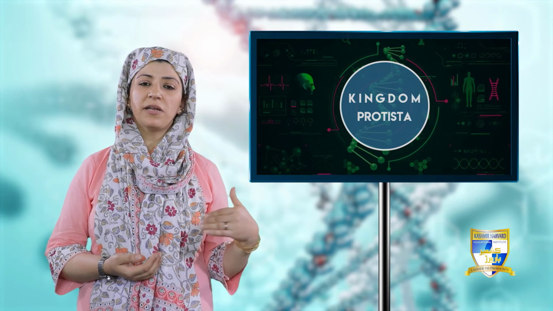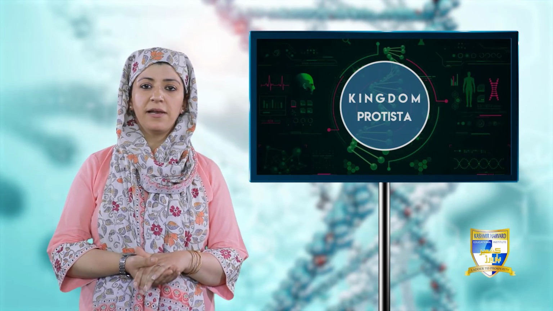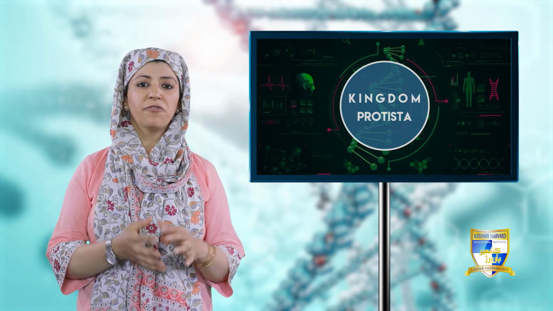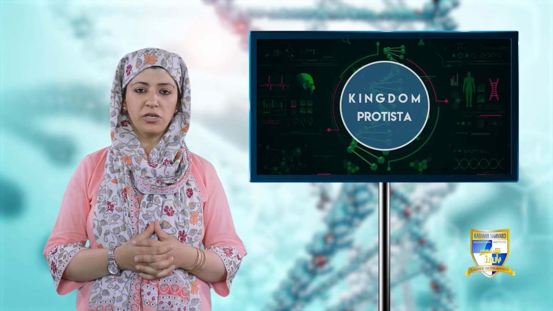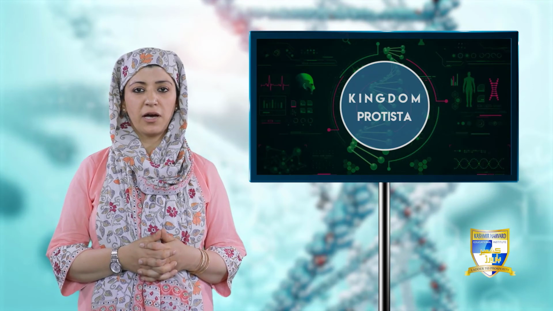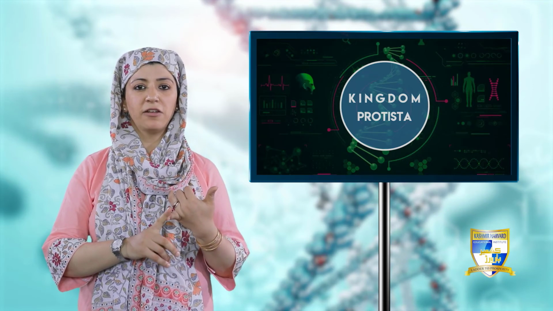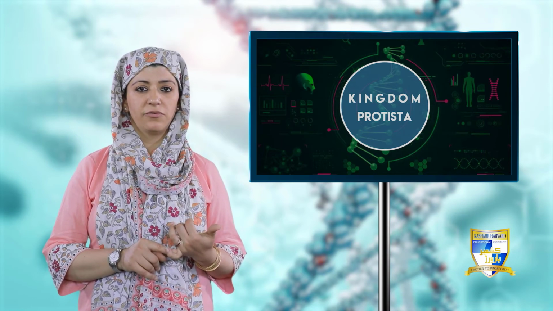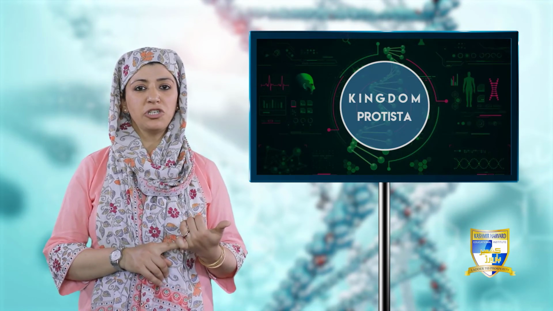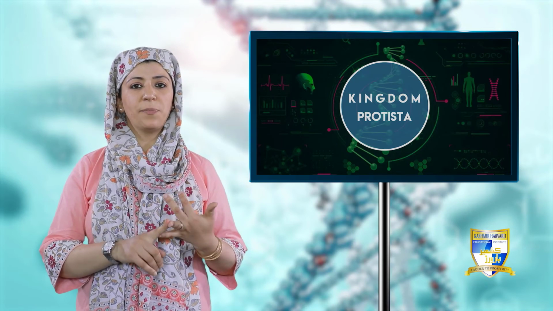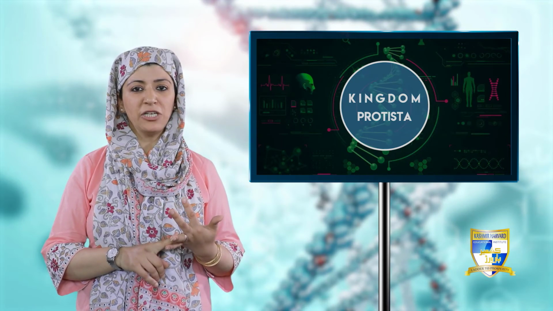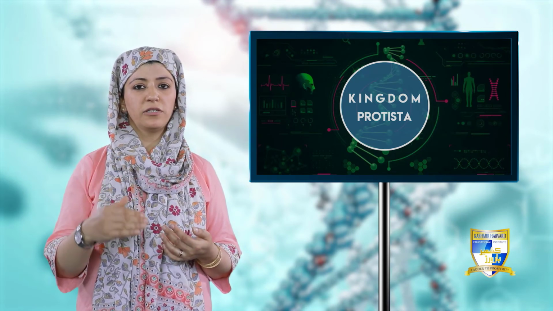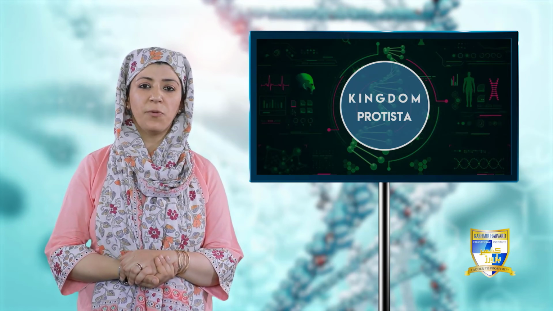Now what are the different types of asexual reproduction? Let's discuss that. There are various types of asexual reproduction which these Protists show. The first one is binary fission. The second one is multiple fission. The third one is fragmentation. The fourth one is budding, and then spore formation. So they show different types of asexual reproduction.